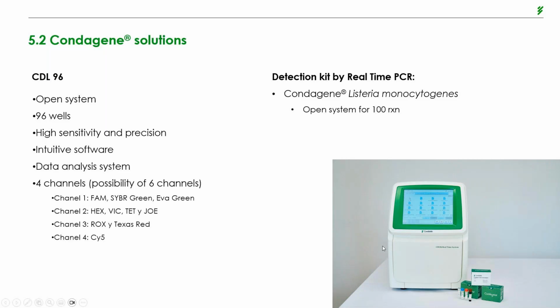So it's a really nice equipment. And also we have the detection kit by real-time PCR for Listeria mono. It's an open system too. That means that if you already have a thermal cycler, you can use our kits in your thermal cycler. It's for 100 reactions. It contains an UDG for avoiding or eliminating contaminations. It also contains the internal control of the process to be sure of our results, and a negative and a positive control in each kit.